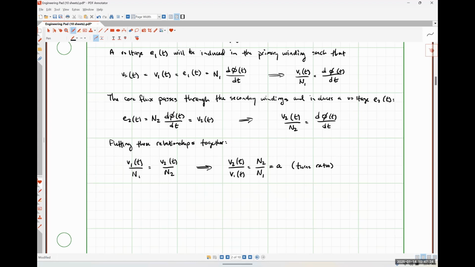The reason why I hesitated there is because for whatever reason, that is the turns ratio that is typically given in circuit analysis textbooks. In most textbooks related to electrical machinery and power systems, the turns ratio is very typically given as the ratio of the primary turns over the secondary turns.